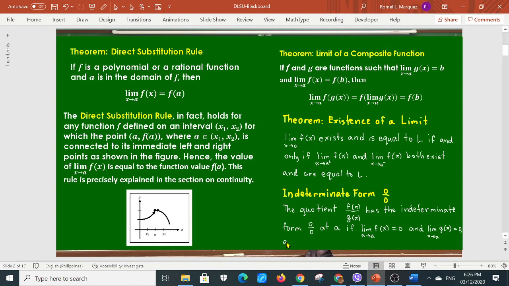and also we say that the limit as x approaches a of f of x over g of x takes the indeterminate form zero over zero at a.